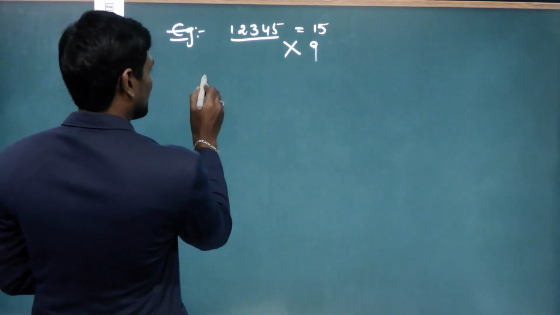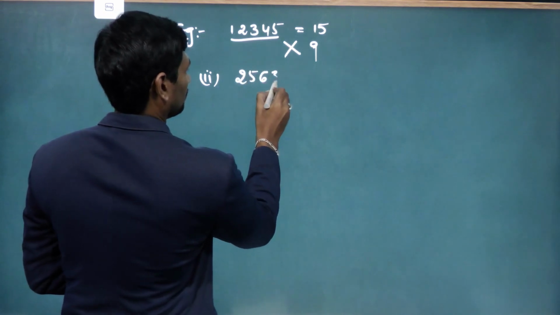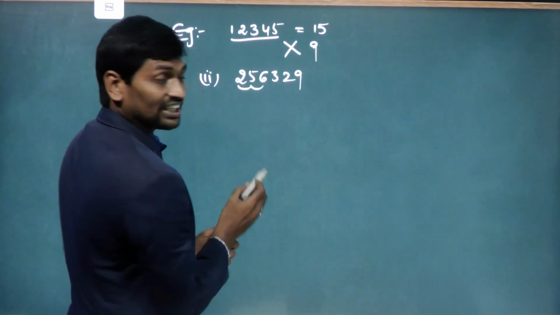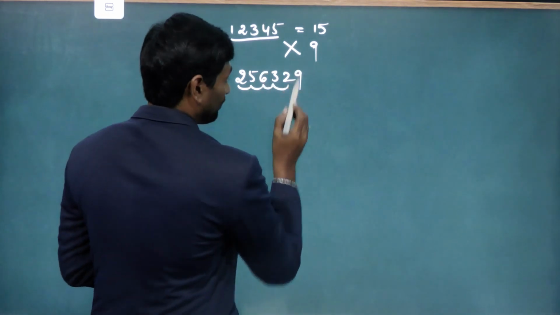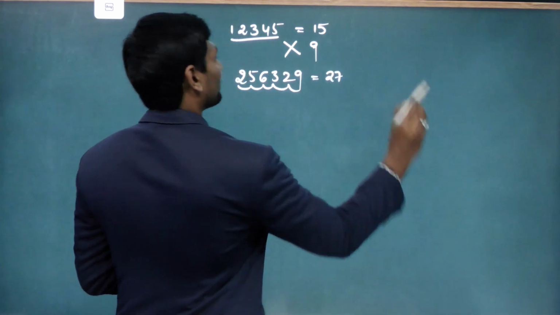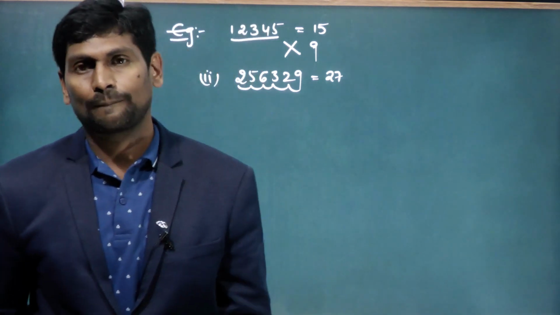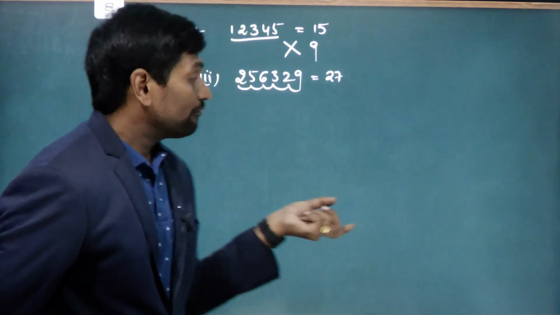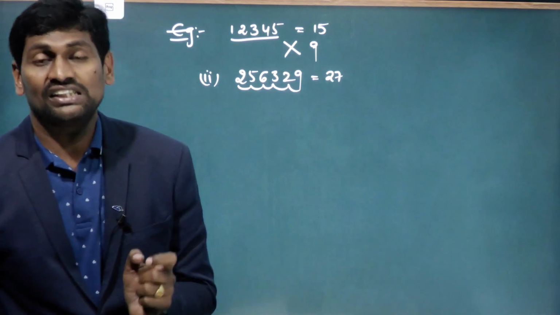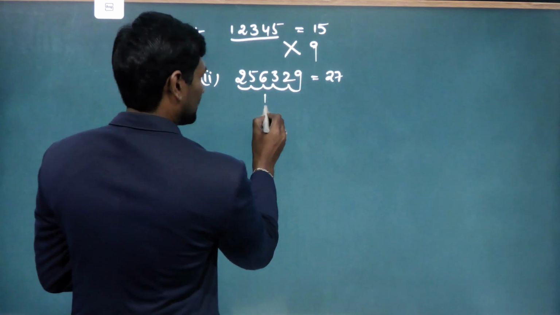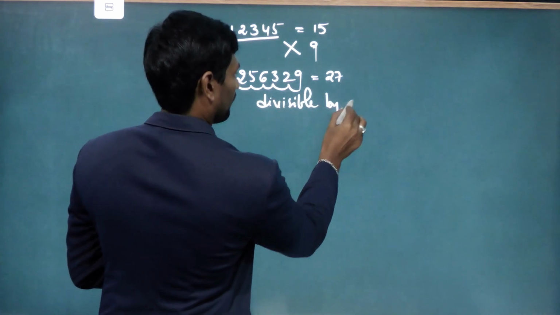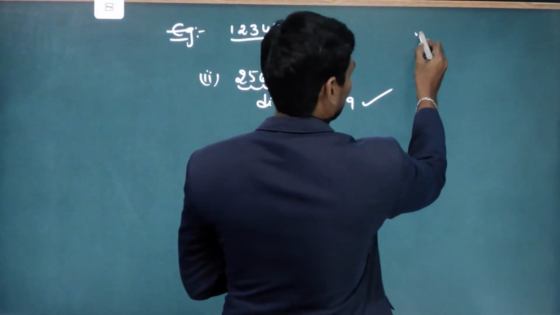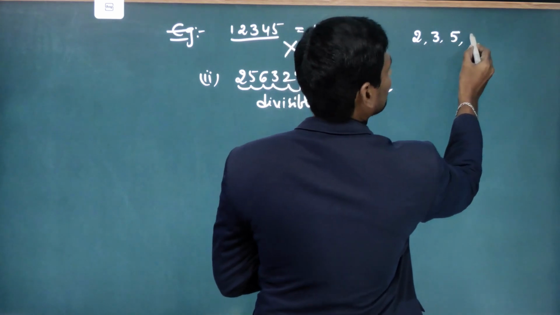Clear? Let us see one more example. The sum of its digits: 2 plus 5 is 7, 7 plus 6 is 13, 13 plus 3 is 16, 16 plus 2 is 18, 18 plus 9 is 27. Is 27 a multiple of 9 or not? Yes, 27 is in the 9 table, 3 times. So 27 is a multiple of 9. Therefore, the entire number 256,329 is divisible by 9. Got it, right?